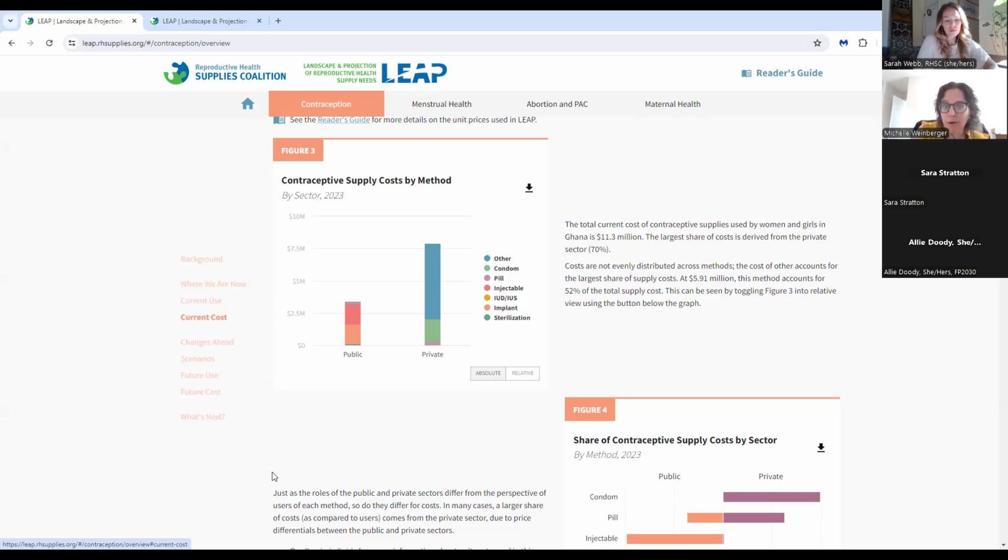And a plug for the forthcoming comparison report, where you'll be able to have a graph to say what is the share of public and private sector across all countries in, say, sub-Saharan Africa or Western Africa. So you get that comparison snapshot very quickly and easily.